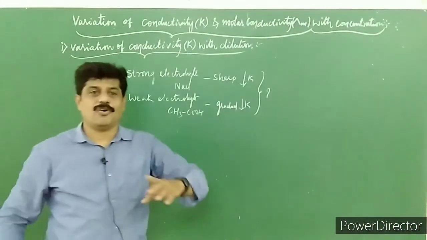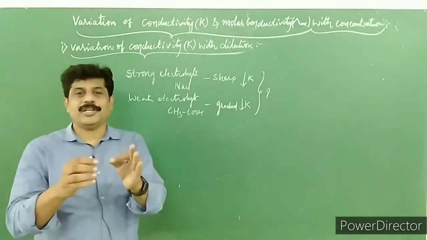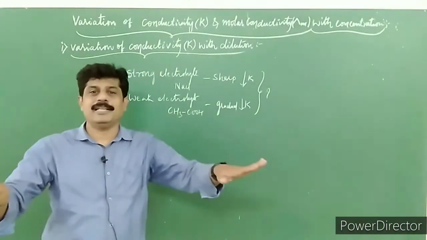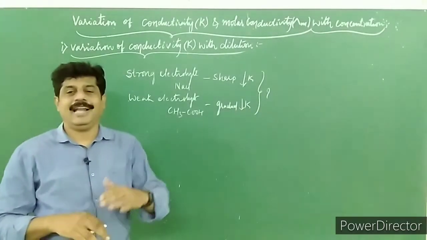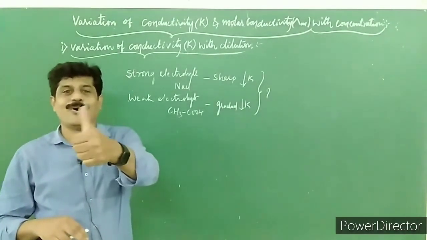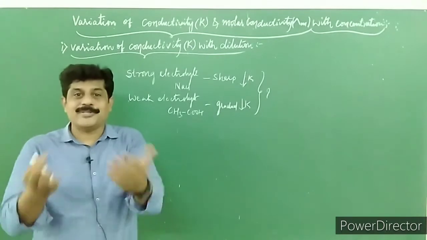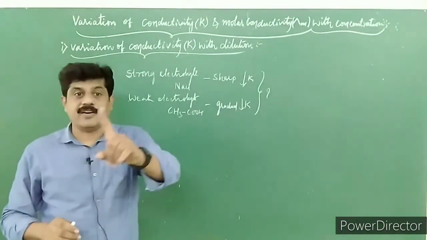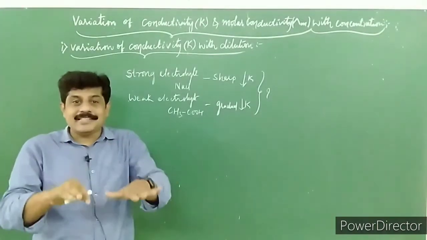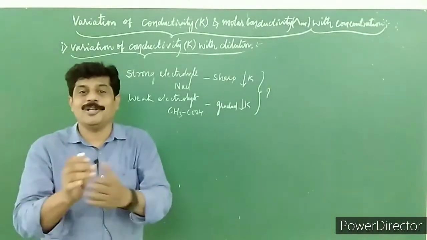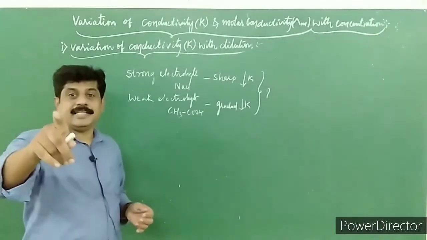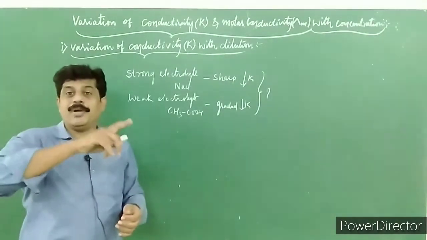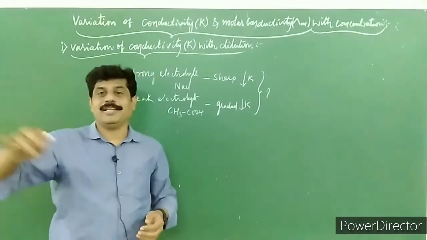In case of a strong electrolyte, the dissociation of electrolyte is almost complete in its solution, and dilution does not cause any more dissociation of electrolyte in the solution. Only effect of dilution is that it decreases the number of ions per unit volume and thereby decreases the conductivity with dilution very sharply.